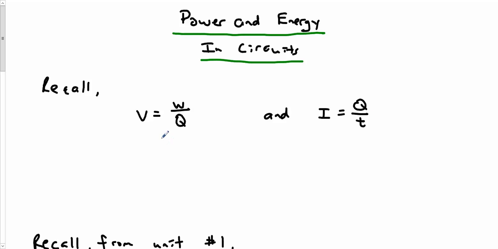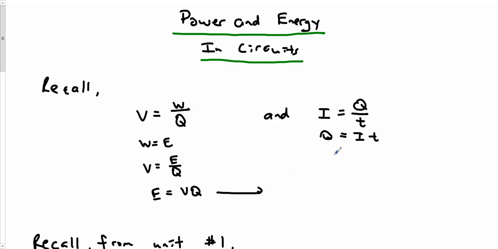Now, also remember that work is basically energy. So this formula can become V is equal to E over Q. Now if I rearrange this to solve for E, I would get E equals VQ. If I rearrange this formula, I would get Q equals IT. Now if I bring these two ideas together, I would get E equals VIT.